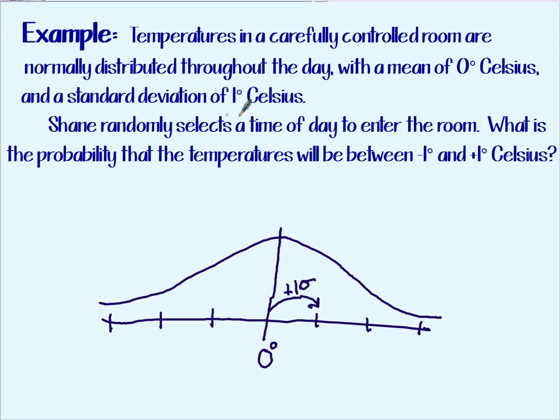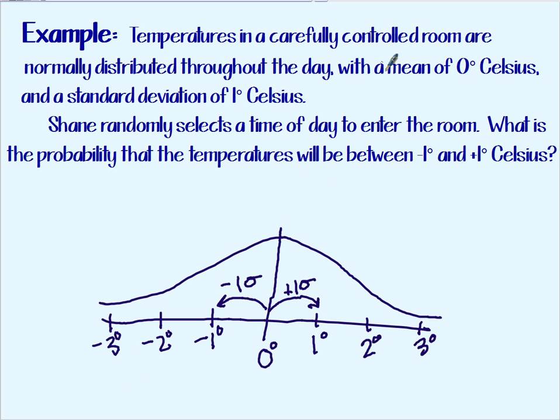Since my standard deviation is only 1 degree Celsius, I'm adding 1 degree every time I move a tick mark to the right. So I'm going to have 1 degree Celsius, 2 degrees Celsius, and 3 degrees Celsius to the right. As I move to the left, every time I move 1 unit to the left, I'm subtracting 1 standard deviation. So I'm subtracting 1 degree Celsius. That's going to give me -1 degree, -2 degrees, and -3 degrees Celsius to the left.